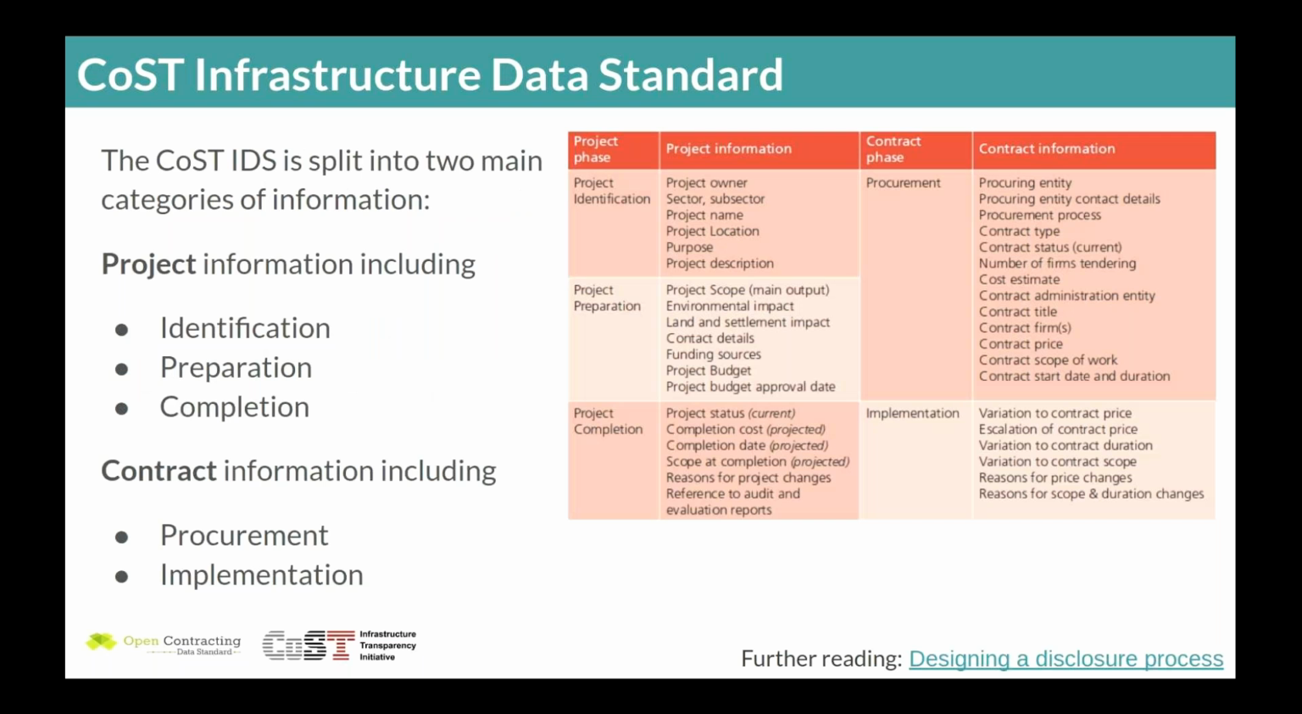Okay, so it looks at infrastructure projects essentially in two main categories of information. So it's the projects and their related contracts, and it's a list of what needs to be disclosed at each phase of the project. So covering identification, preparation, and completion as the project goes along.